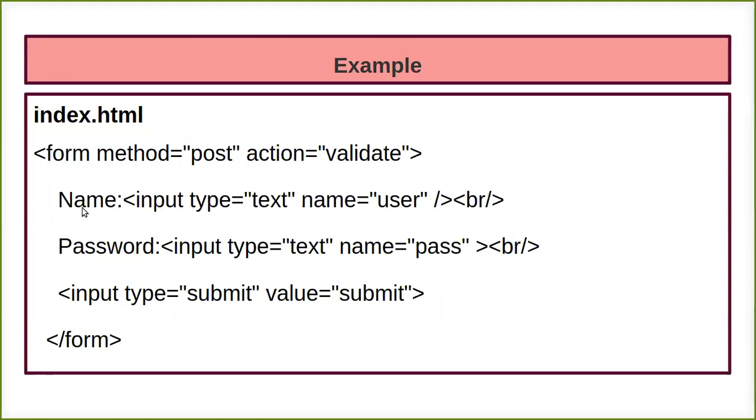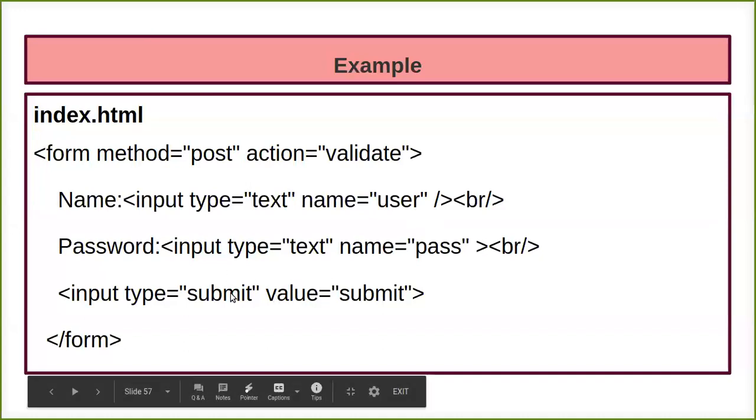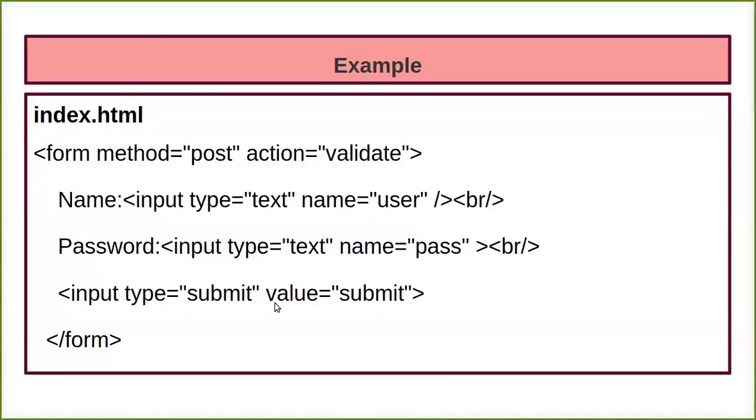Now I'm creating two things over here. I'm going to create two text fields, one for the name and one for the password. What type of data am I accepting? I'm accepting text type of data, and then I'm going to have the name for each input, one is user and one is pass. Then I'm going to create one button, that is a submit button. Fine. So this is a basic HTML file which we have written.